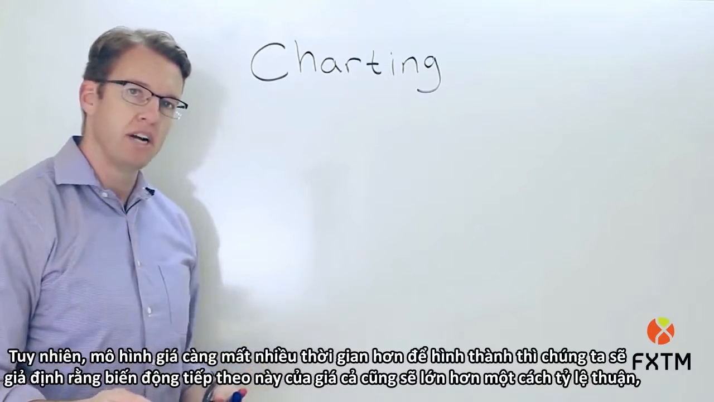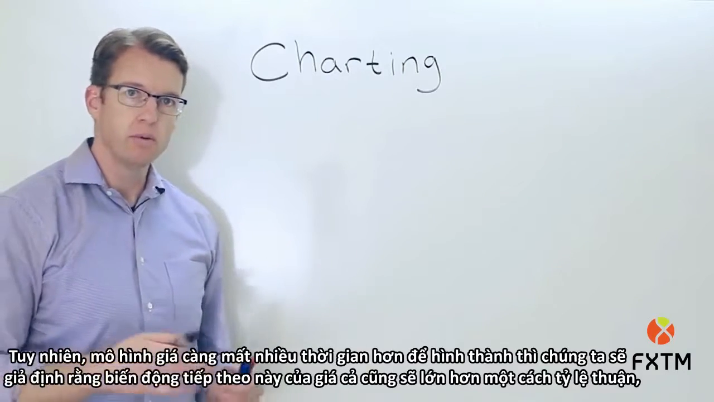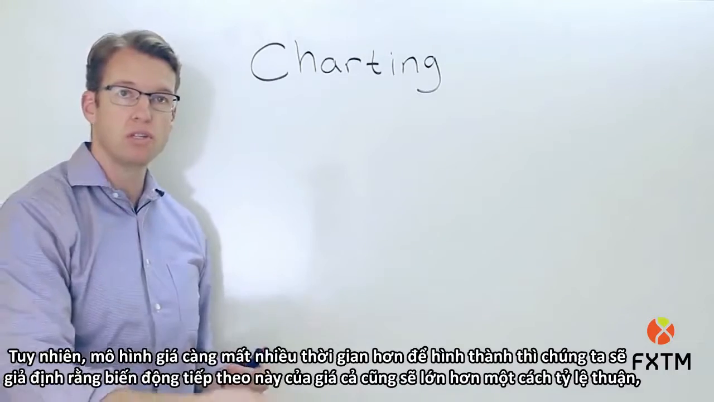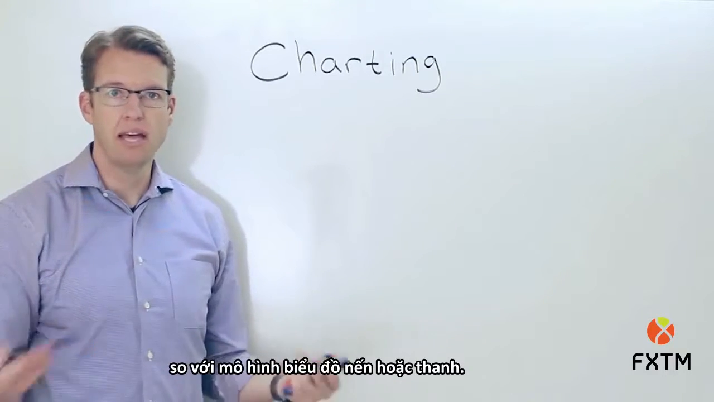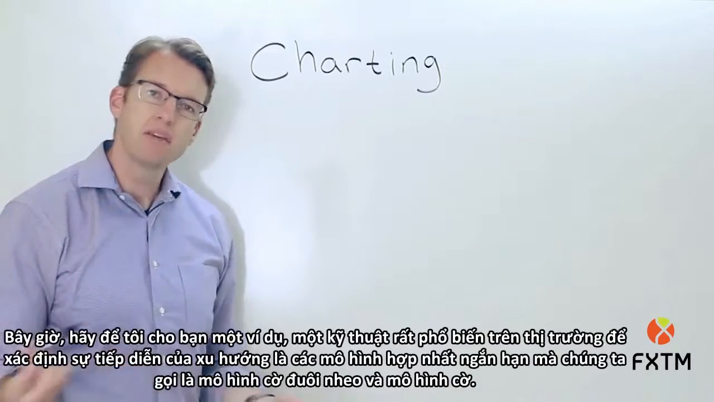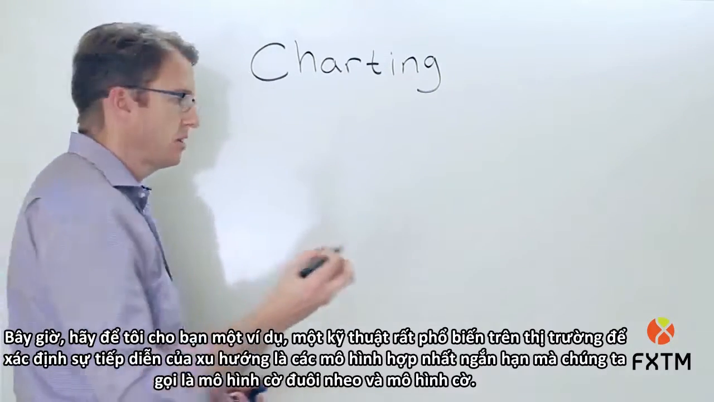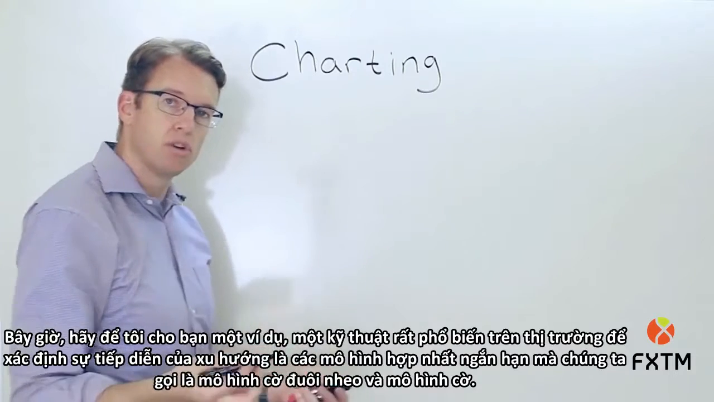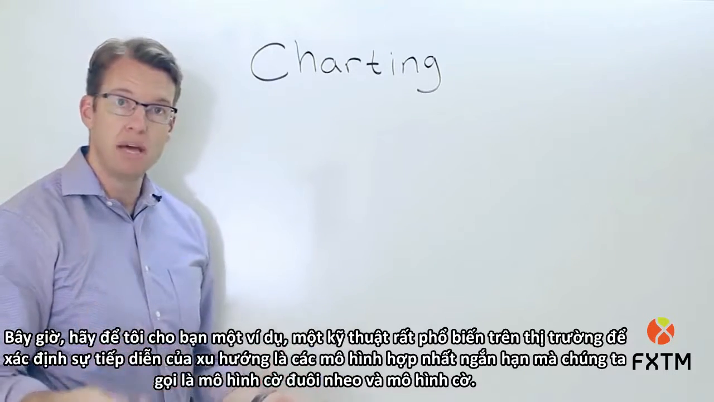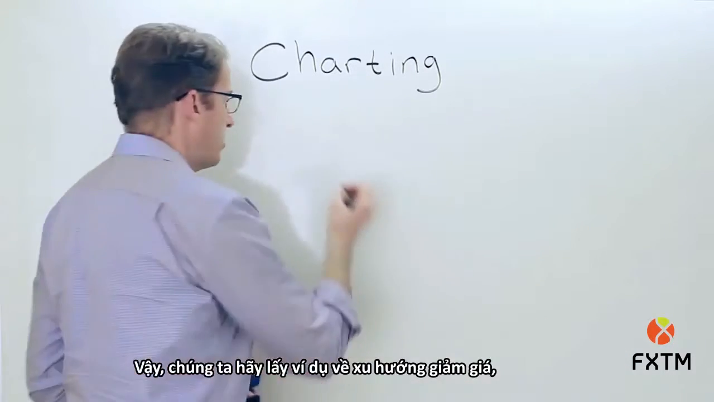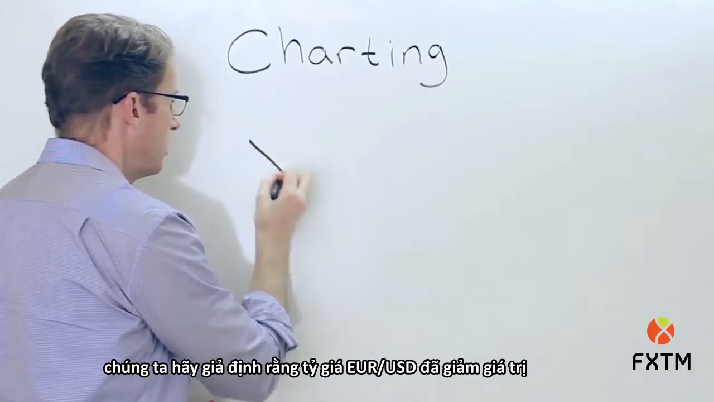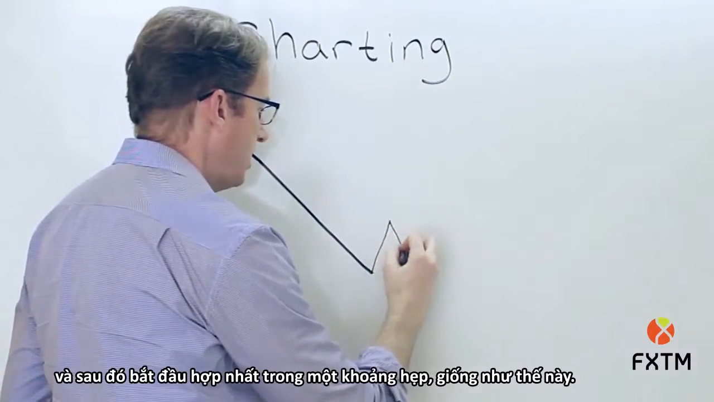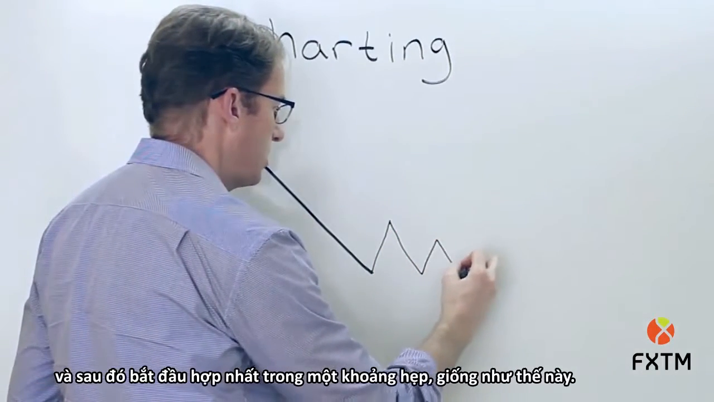The longer a price pattern takes to form, however, the more we would assume that the subsequent move in the price is also going to be proportionally larger than with a candlestick or bar chart pattern. Let me give you an example. A very common technique in the market to identify a continuation of the trend are these short-term consolidation patterns that we call pennants and flags. So let's do a bearish example. Let's say that the euro to the US dollar had been falling in value and then begins to consolidate within a narrowing range, just like this.